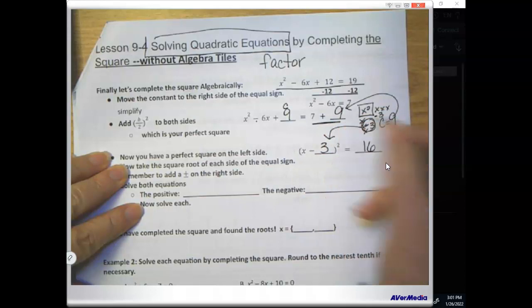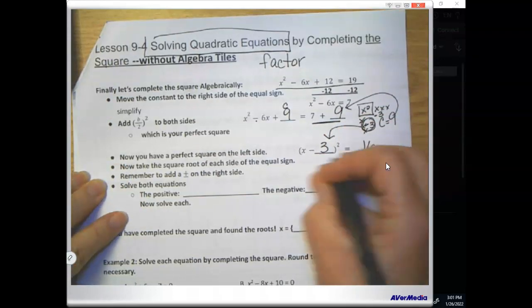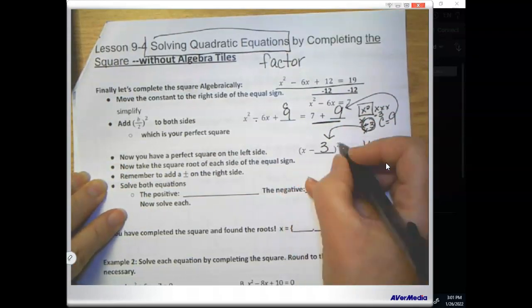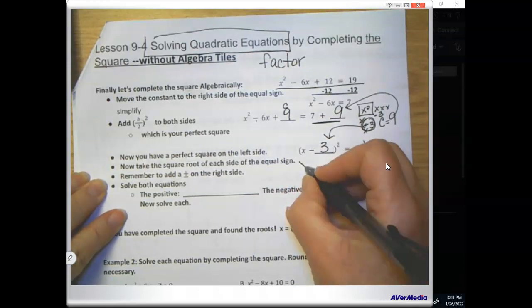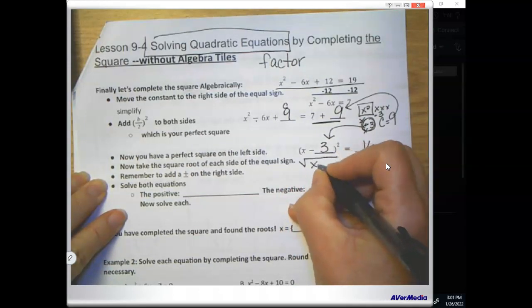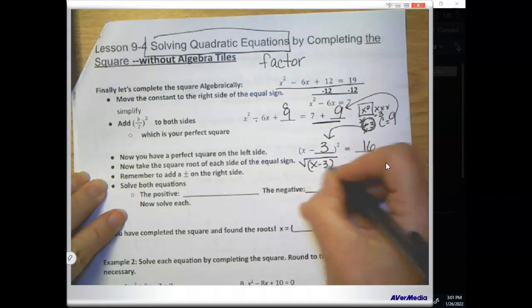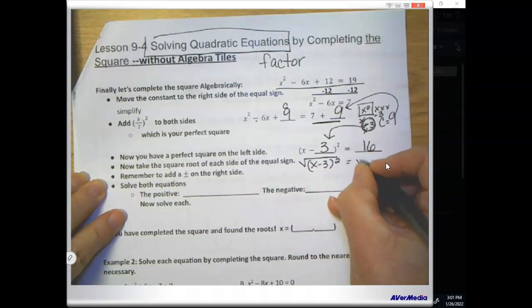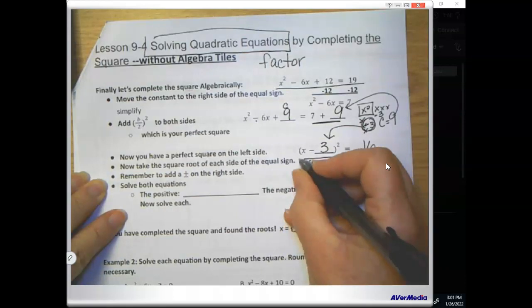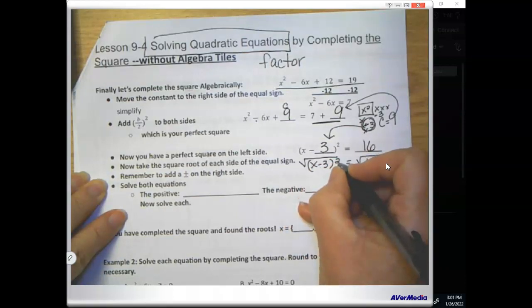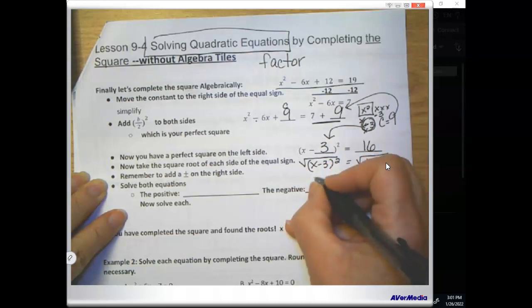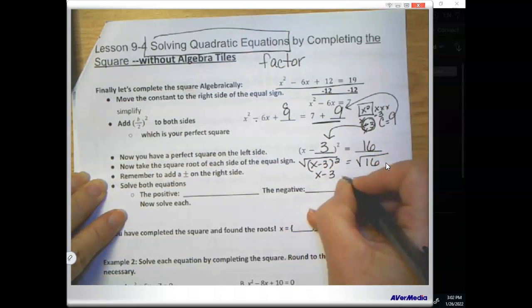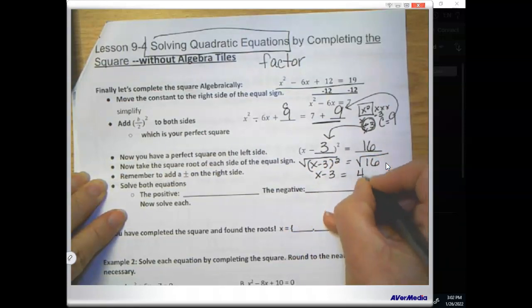Anyway, now we're going to keep solving, but to get rid of the squared, I need to take the square root of x minus 3 squared equals the square root of 16. Because if I do something on this side, I have to do it on this side, because the equal means you're doing the same thing. When I take the square root, it undoes the squared. It's like the inverse. I'm left with x minus 3 is equal to 4.